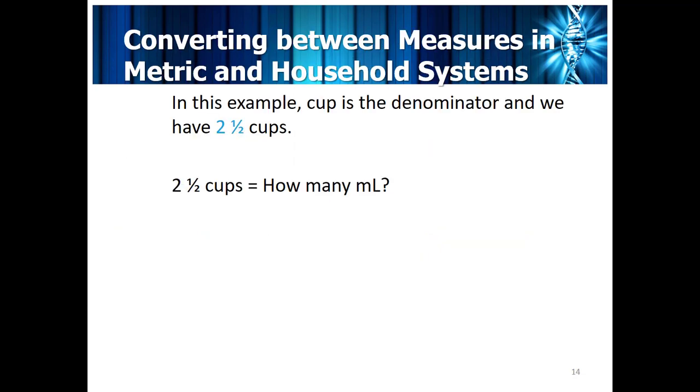For example, cup is the denominator and we have 2.5 cups. 2.5 cups equals how many mils? So I need to know how many mils, so on the left side of the equation, X mLs. So what do I have up here that equals mLs? Well, all I have is cups, which means I have to know the conversion factor of 1 cup is equal to 240 mils. So I have that mil here and mil here, so I need to cancel these cups out.